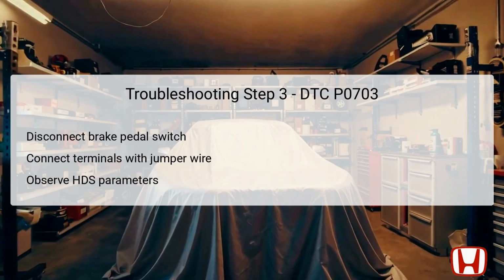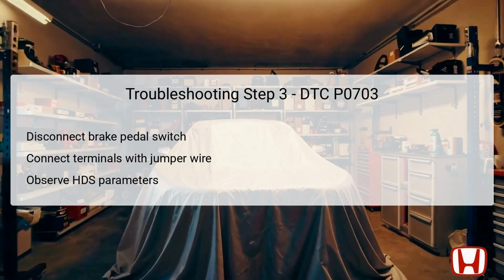In the third step of troubleshooting DTC P0703, begin by turning the vehicle to the off mode. Disconnect the 4P connector associated with the brake pedal position switch. Next, take a jumper wire and connect terminals A and B at the brake pedal position switch's 4P connector. Terminal A correlates with female terminal number 3, while terminal B corresponds to female terminal number 4.